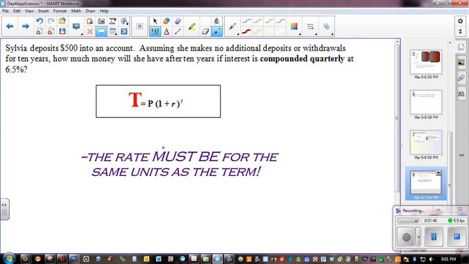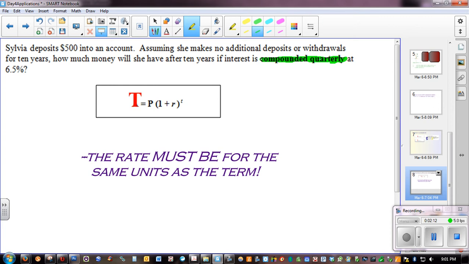Okay, so let's take a look at this problem here. This problem, typical one-hour problem. Sylvia deposits $500 into an account, assuming she makes no additional deposits or withdrawals. She goes 10 years and she's earning money at the rate of 6.5%. Now this problem doesn't say it's 6.5% quarterly, but it says it's going to be compounded quarterly. So we're going to have to use quarters as our term here.